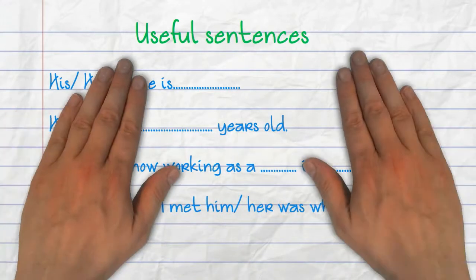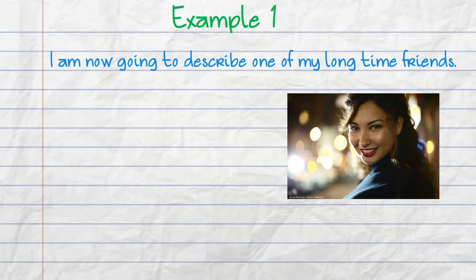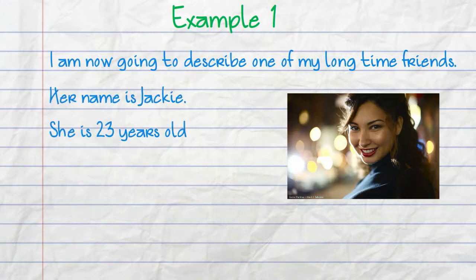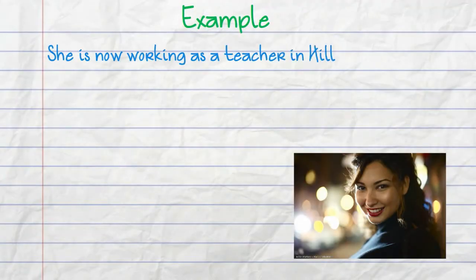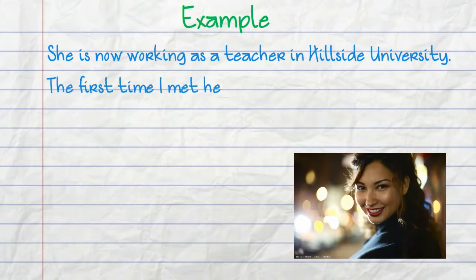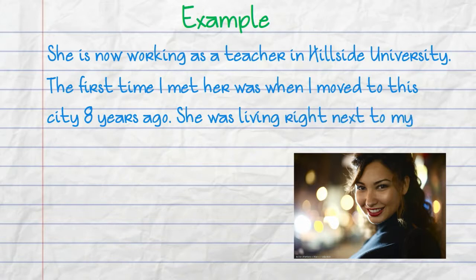Let's look at the first example. I'm going to describe one of my longtime friends. Her name is Jackie. She is 23 years old. She's now working as a teacher in Hillside University. The first time I met her was when I moved to this city 8 years ago. She was living right next to my house.